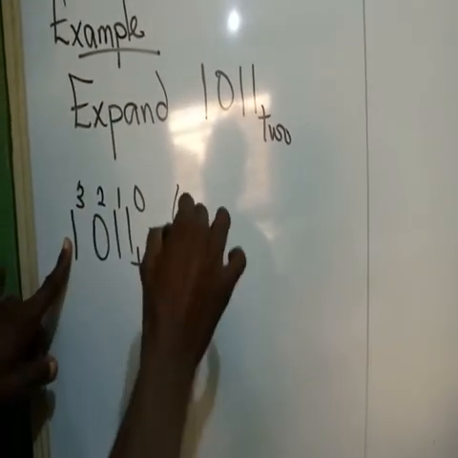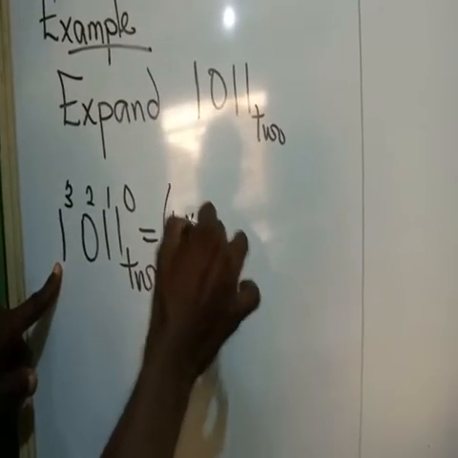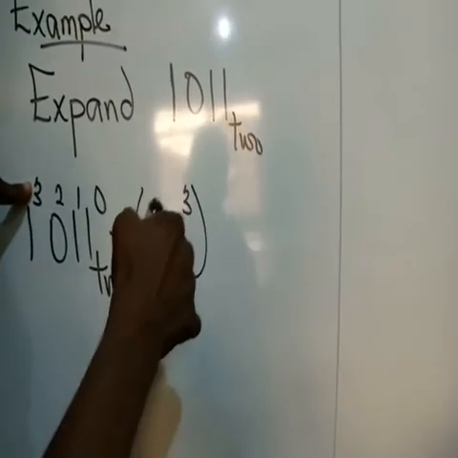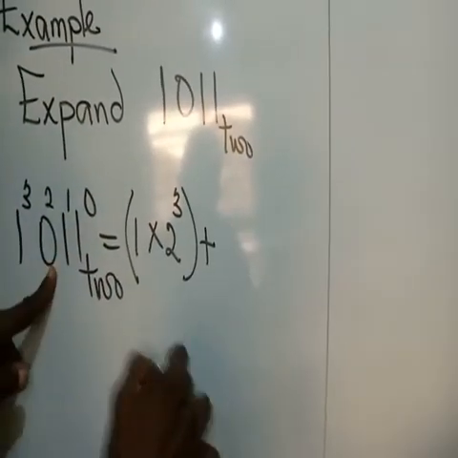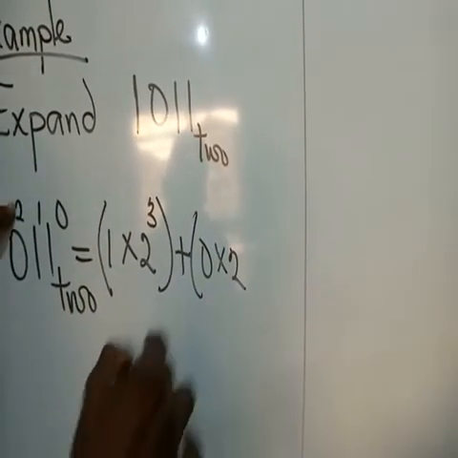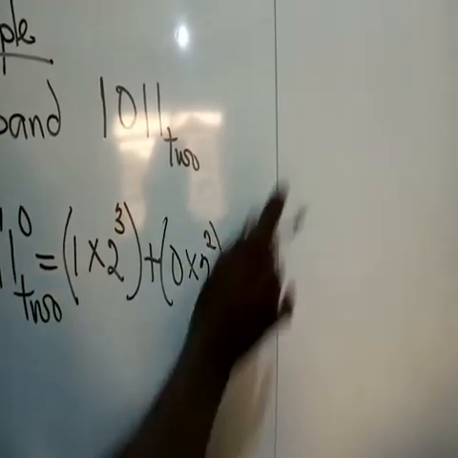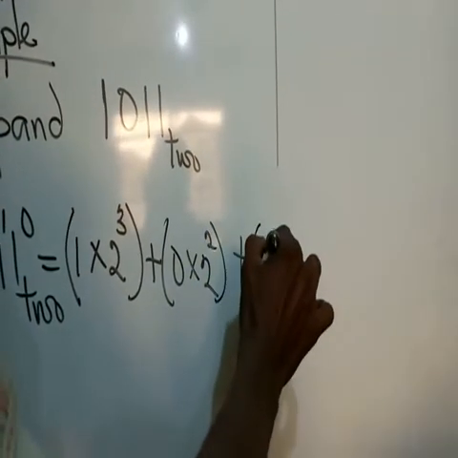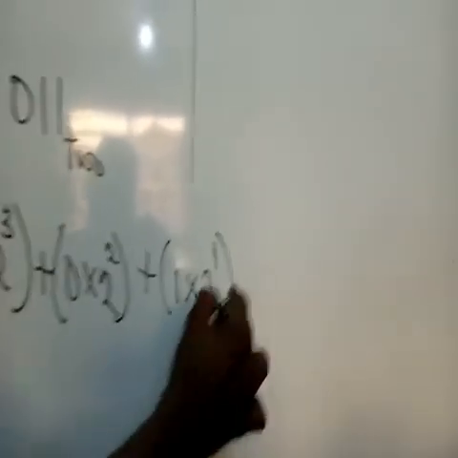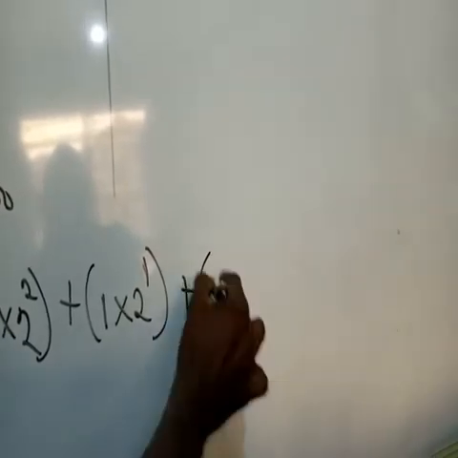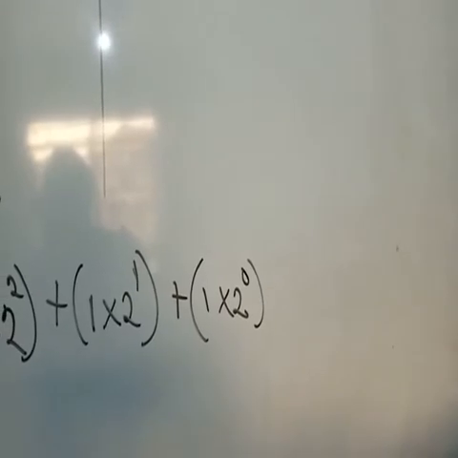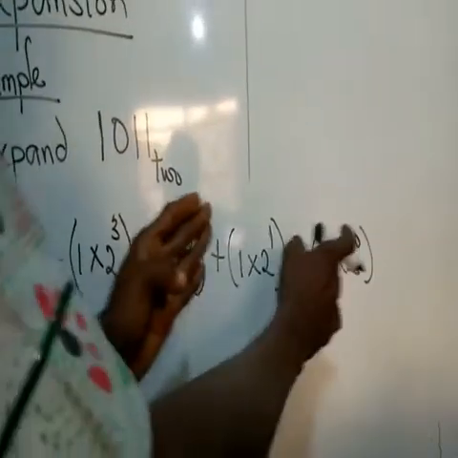Now, in order to expand, this is what you do. 1, you open bracket, you write this 1, you multiply by the base, which is 2. Then you place the power on top of the base 2, which is 3, plus 0 times 2, the base 2, place the power on it, like that, plus 1 times 2, place the power on it, plus the last number here is 1 times 2, place that power on it, you have 0. I hope it's clear. Now, this is the process by which we expand.